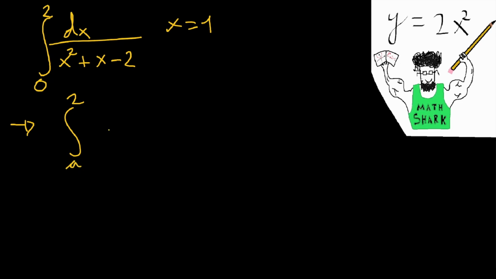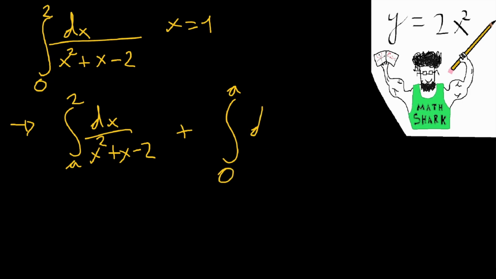You can just use a, you can use any constant. So we have the integral dx over x squared plus x minus 2, plus the integral from a to 0 of dx over x squared plus x minus 2. You can see we split it up at 1 to get two integrals, so this should eradicate the problem. Maybe the integral converges, but it might still diverge.